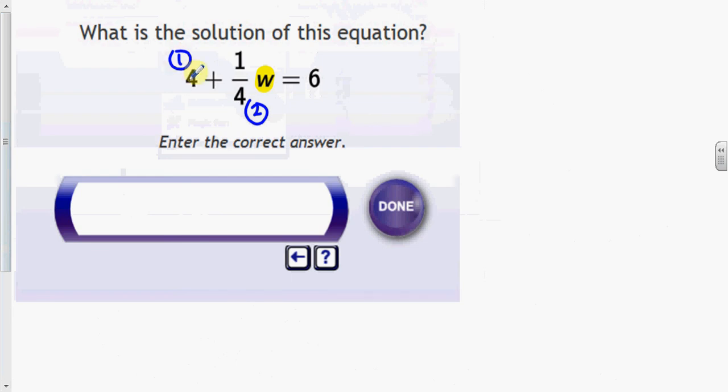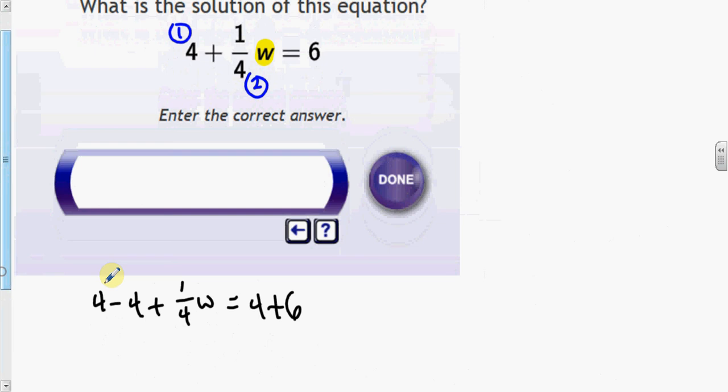To do that, we're going to subtract this 4 on both sides. It's 4 added, so I subtract. This 4 is divided, so when I get to step number 2, I'm going to multiply everything by 4. So this is 4 minus 4 plus 1 over 4 times w is equal to 4 plus 6. I'm subtracting 4 on both sides. And oh my goodness, that's not right.